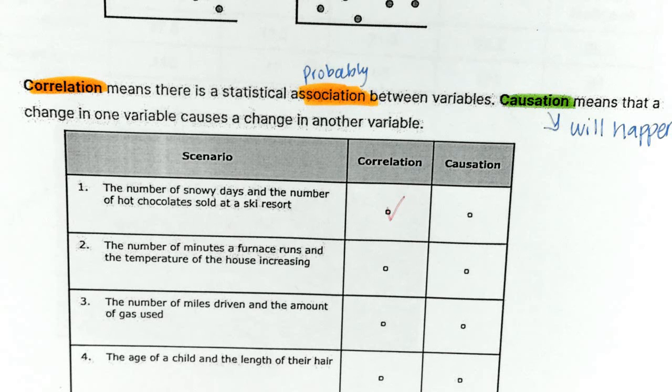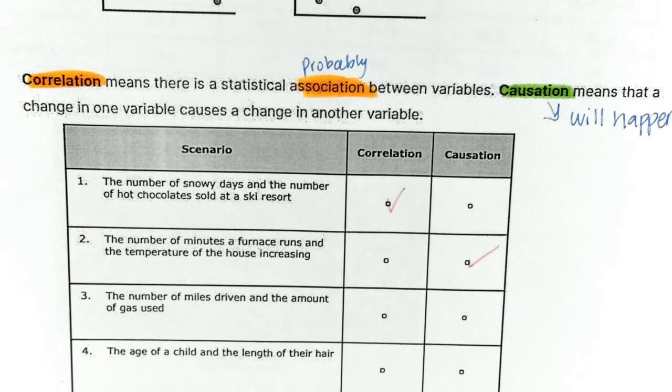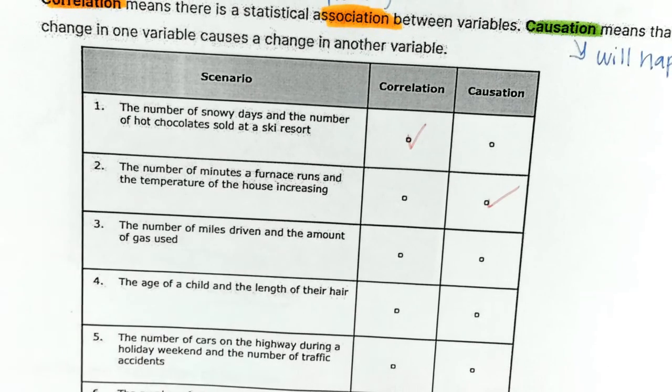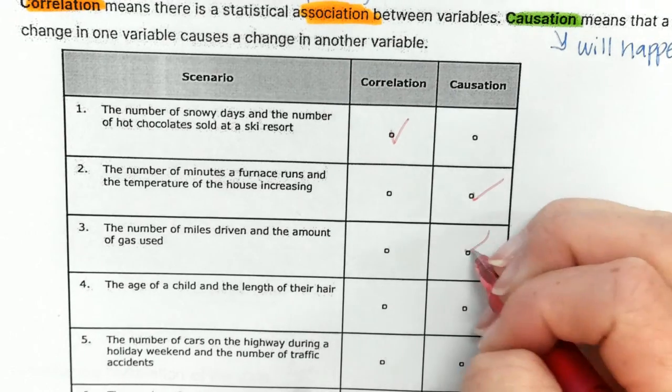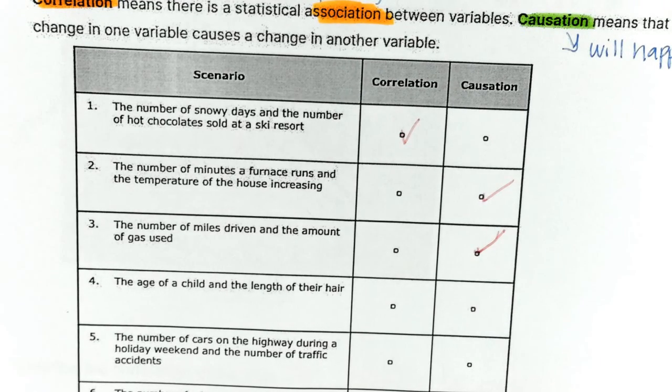The number of minutes a furnace runs and the temperature of the house increasing. Do y'all know what a furnace is? It's an old school, 1950s probably, before we ever existed, heater in a house. So if I turn my heater on, is it related to the temperature going up, or is it absolutely going to raise the temperature? It is absolutely going to raise the temperature. That is a causation. All right, the number of miles driven and the amount of gas. Causation. The more I drive, I'm going to use up my gas, period.